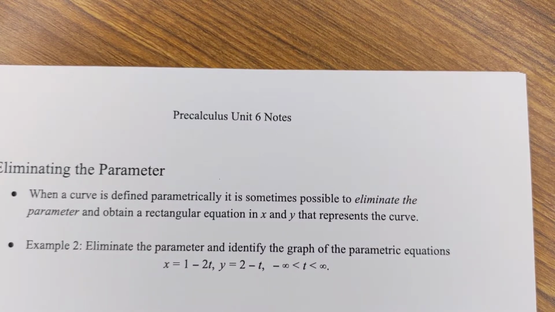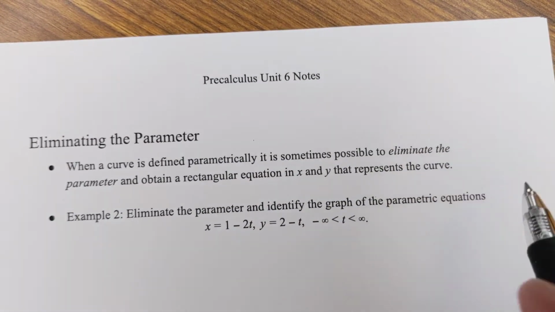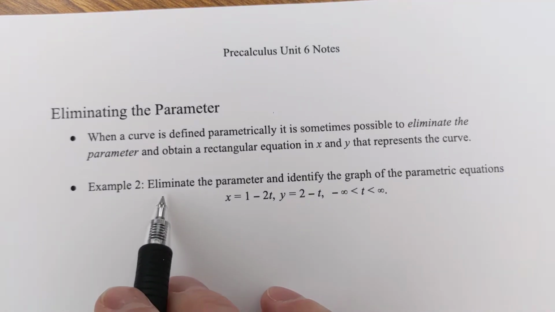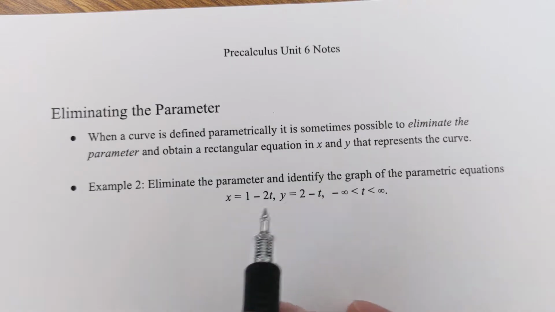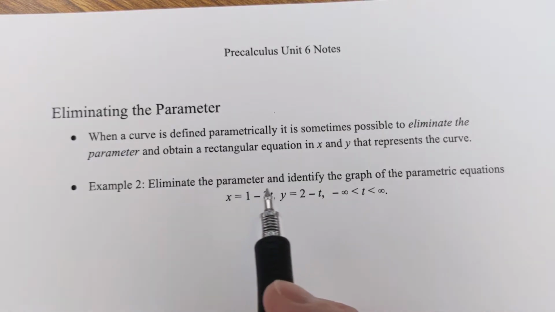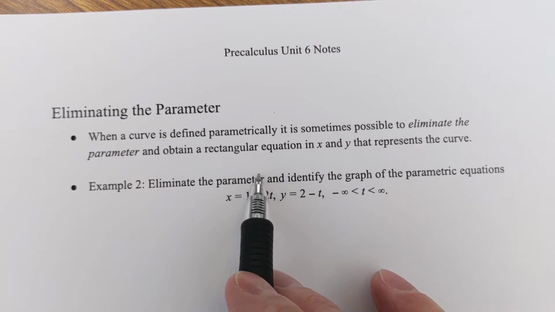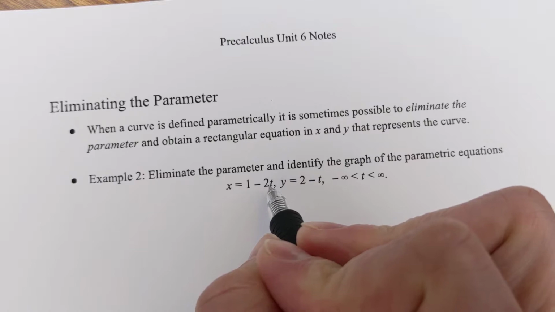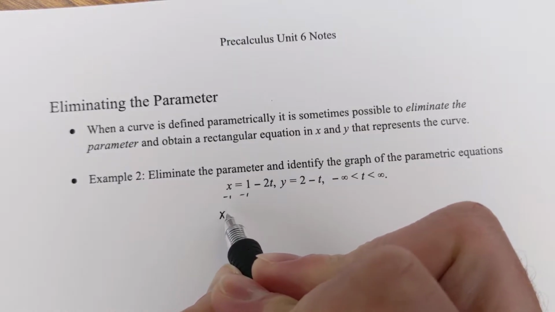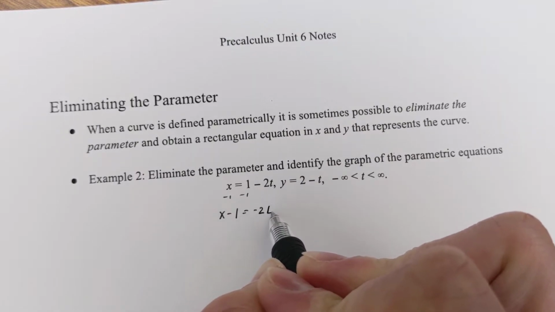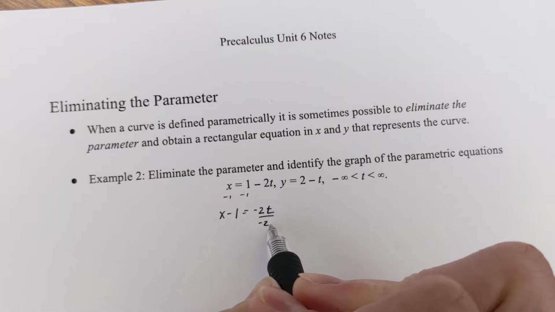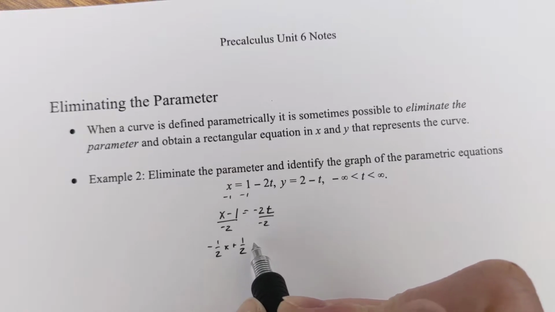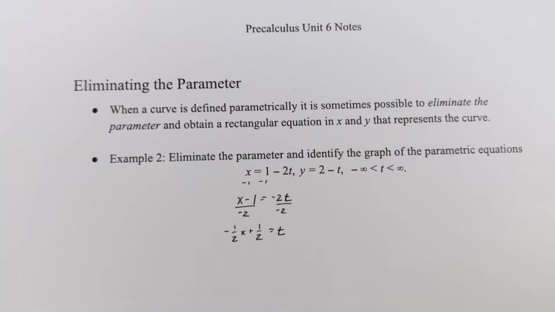Okay. So it is possible to eliminate the parameter, and that just returns you back to a regular Cartesian equation with just x's and y's. So eliminate the parameter, identify the graph of the following parametric equations. Typically what you do is take your x equation and solve it for t, and then plug that in over here. So I need to get t by itself. Subtract 1 across, so x minus 1 is equal to -2t. Divide everything by -2. So -½x plus ½ is equal to t.